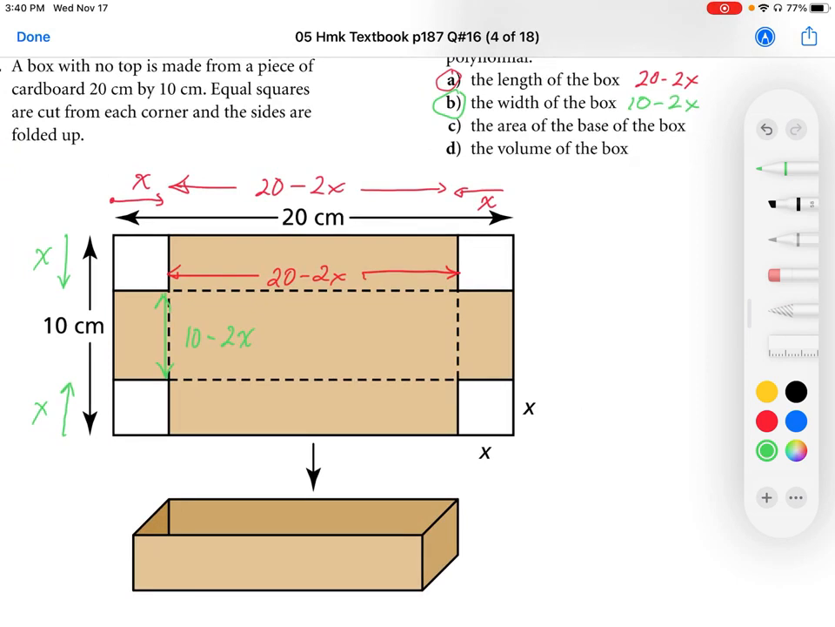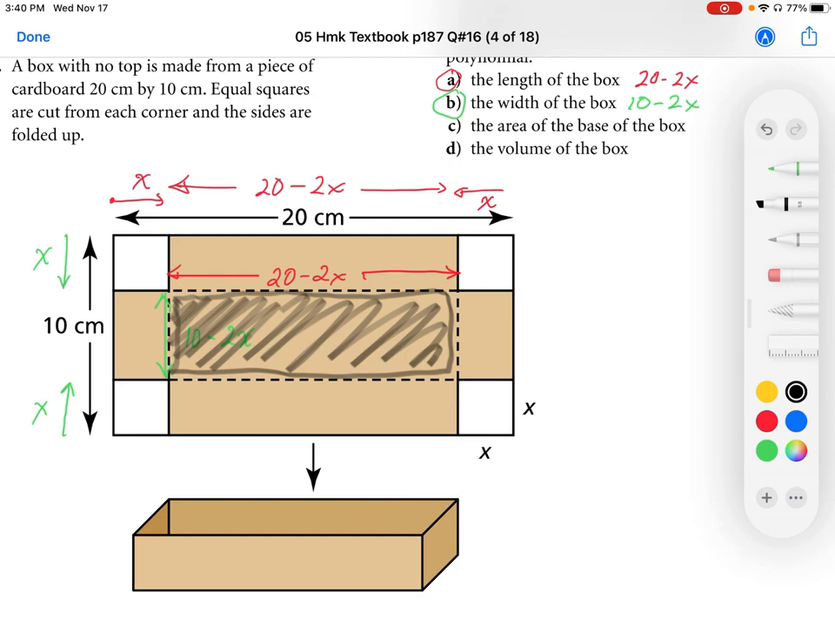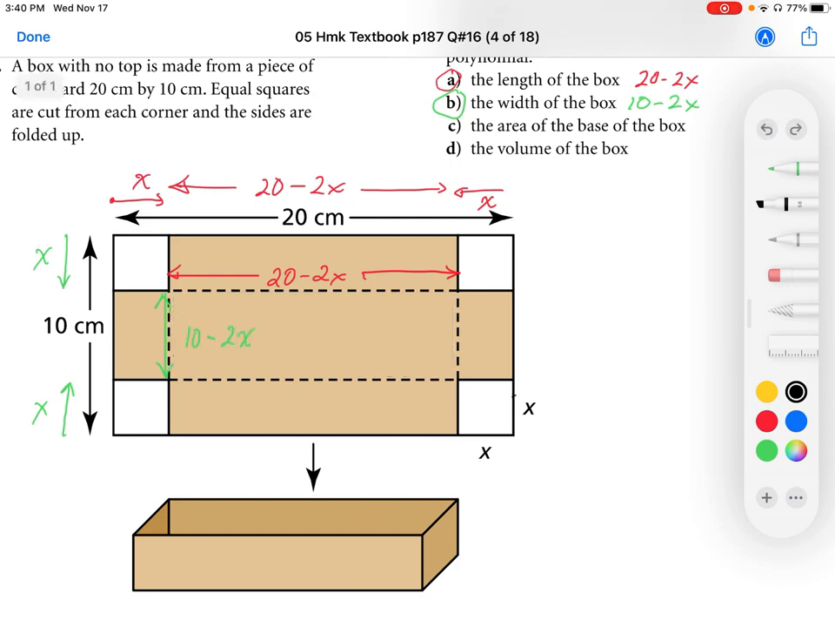So the area is going to be this area in here. I'm just going to shade this here. The area of the base is going to be this area in here. Okay, that's going to be my area. Well, that's not a great shading. Maybe I can choose a different color here. Okay, so this area is representing the area of the base of the box, and that area is going to be based on length times width. So for part C, maybe I'll choose a different color here.